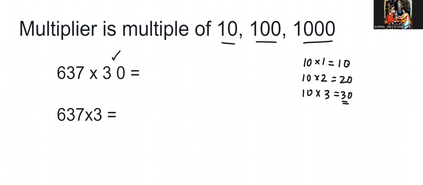Okay. So when it is 637 into 30, 30 being a multiple of 10, 3 ஆல முதல்ல multiply பண்ணோம். 637 into 3. 637 into 3 is 1911. Okay. இப்ப into 30 அப்படின்னா 1911 followed by 1 zero, which is going to be 19,110.